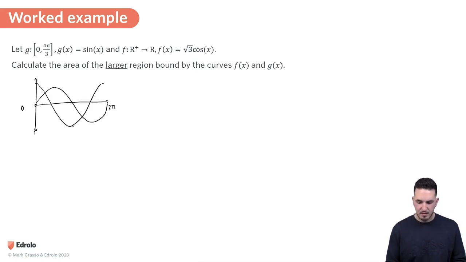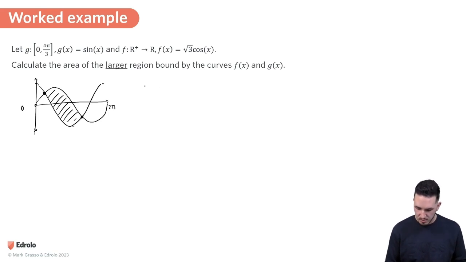So between 0 and 4 pi on 3, we're going to find the endpoints, but let's just have a look at where the points of intersection are because we're looking to calculate the larger region. In this case, the larger region will be this shaded region here, so we have to find those 2 points of intersection.